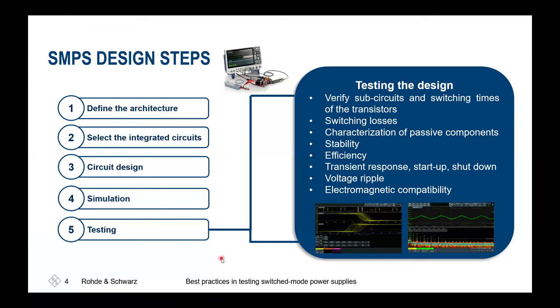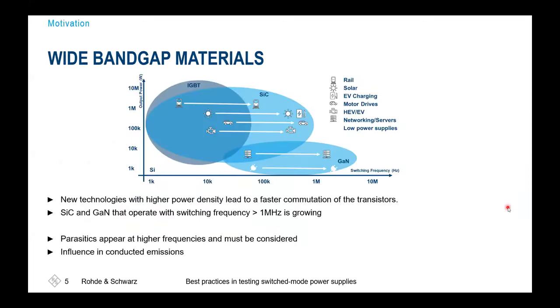So what's the motivation? Basically, from a design perspective, first you'll have a definition of the architecture, you'll select the circuits, the design of the PCBs, you might do some simulations, and finally, we have to conclude with the testing. So we'll have to verify the sub-circuits, switching times of the transistors, also switching losses. We'll have to characterize the passive components, to see if they are matching the initially planned results, meaning ripple, efficiency, and also the stability of the supply itself. Of course, efficiency overall is of interest, and at the end, also electromagnetic compatibility so that your SMPS is not causing too much interference in your whole setup.